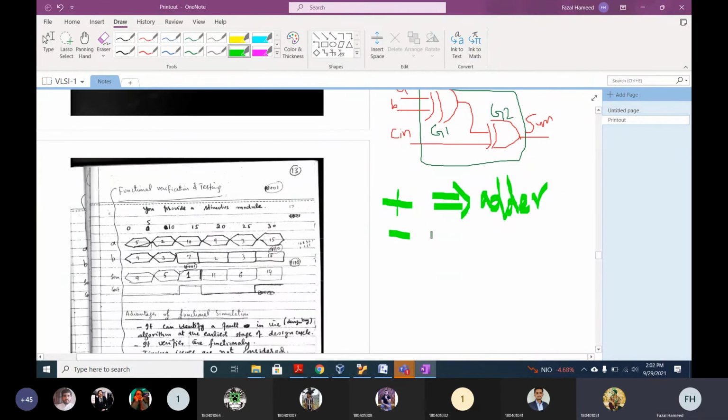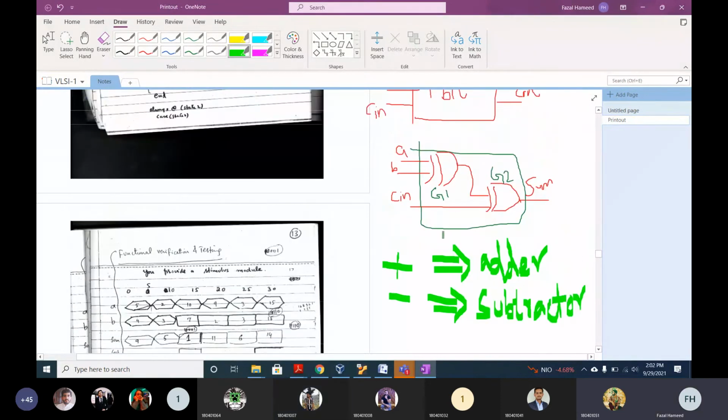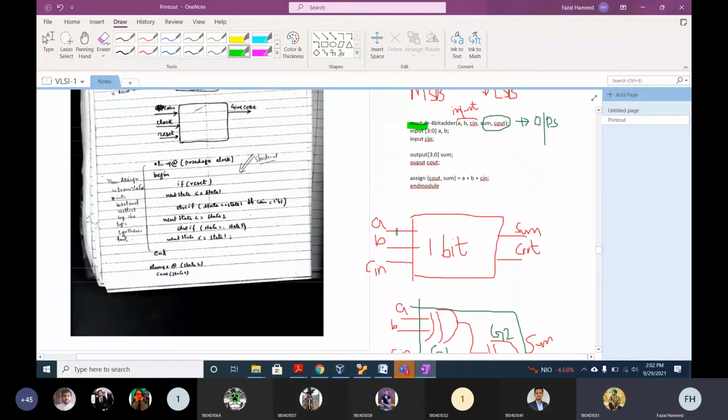And if you use a minus sign? Subtractor. Subtract. So now, what we are designing at a high level of abstraction or low level of abstraction? High level. Which sign did we use here? This plus and plus.